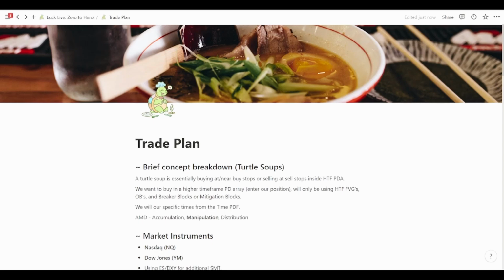I hope we could pass this one. I hope I don't lose 10 trades in a row. That'd be crazy.